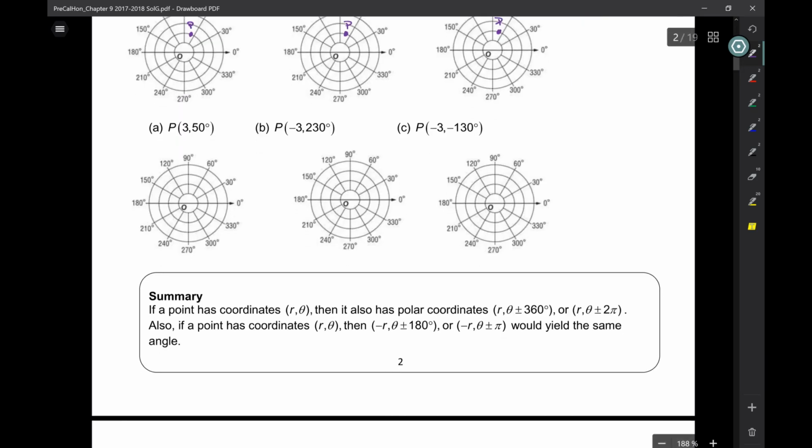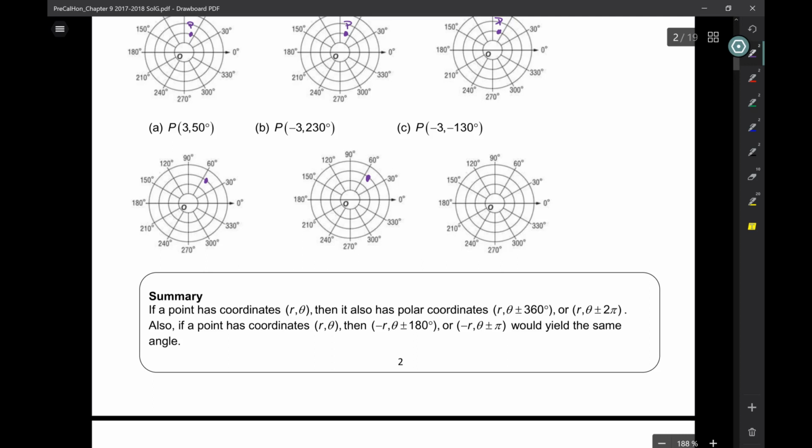Okay. What about this one now? 50 degrees and radius of 3. So does that sound about right? Okay, now the other one is 230 degrees. 230 degrees is somewhere around here, but now it's negative 3. So where do I go? Opposite direction, right? 1, 2, 3 here. And look at that. That's the same exact point.